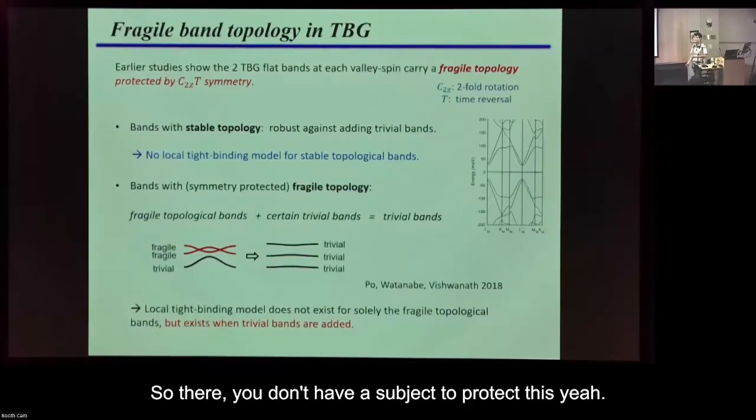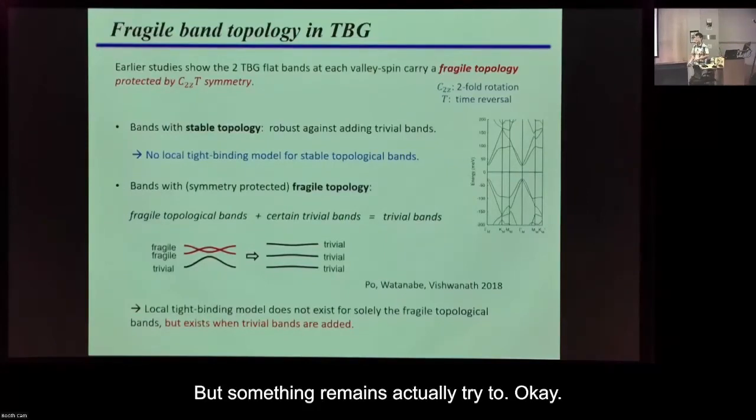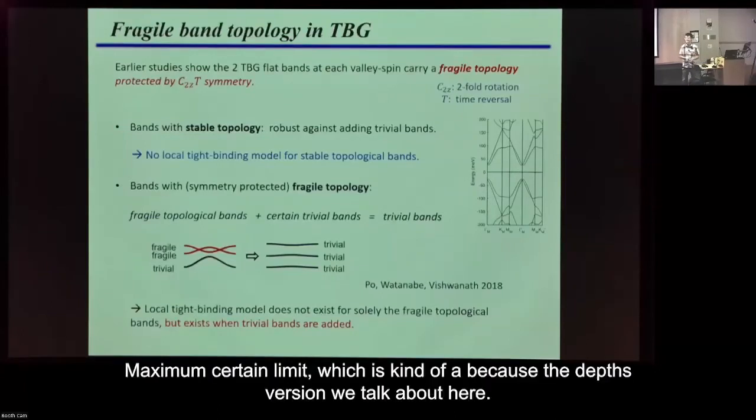Yeah, but something remains actually. For example, for trilayer, Andrei has a paper on trilayer graphene, which shows a so-called perfect metal in a certain limit, which you can think of as a gapless version of the projector we talked about here.